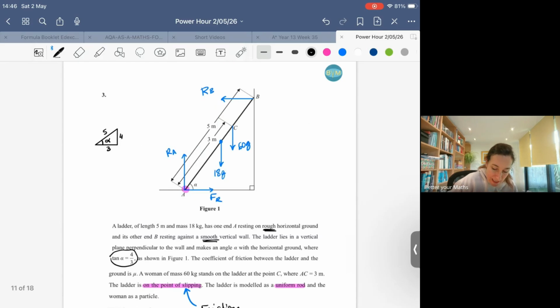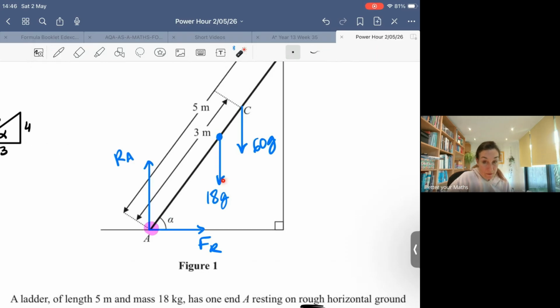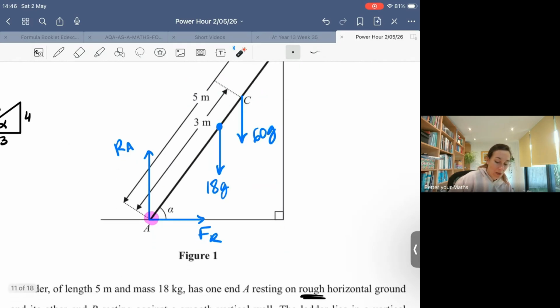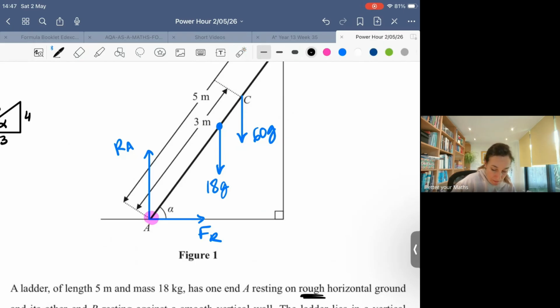Let's do it. So about A, this force is producing a clockwise moment. This force is producing a clockwise moment, and this force is producing an anti-clockwise moment. Yeah? So the two clockwise are going to be equal to the anti-clockwise if this is in equilibrium. So I need to multiply the force by the perpendicular distance from the point to the line of the force. So this is the line of the force, right? So the perpendicular distance is this one.